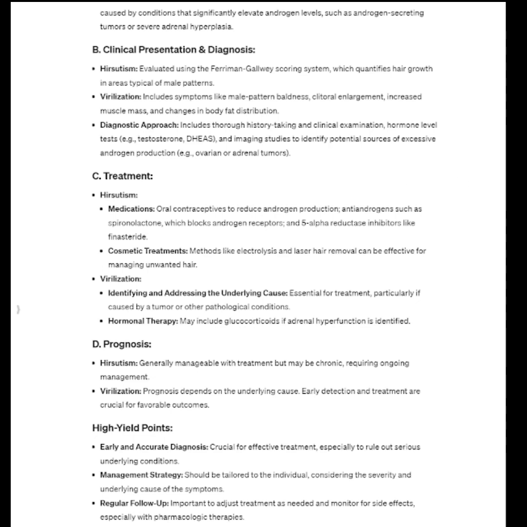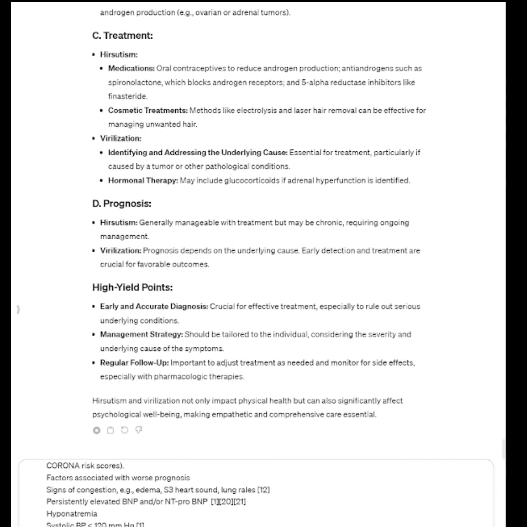Diagnostic approach includes thorough history taking and clinical examination, hormone level tests, e.g. testosterone, DHEAS, and imaging studies to identify potential sources of excessive androgen production, e.g. ovarian or adrenal tumors.